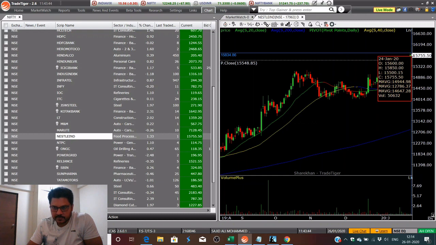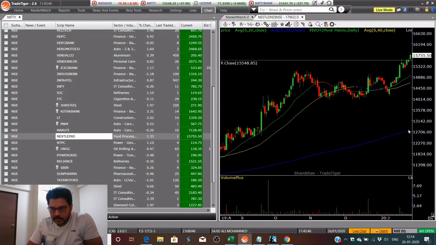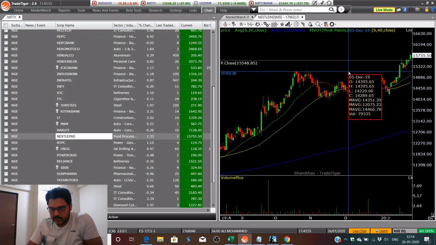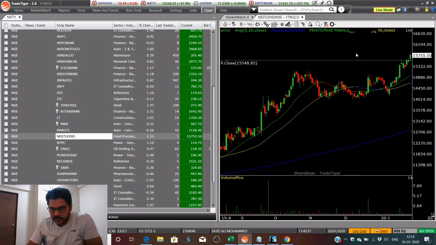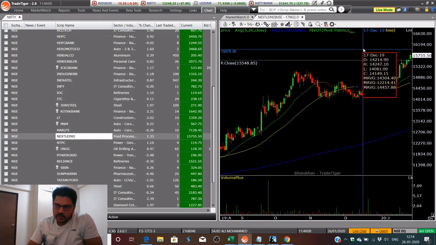This is in a bullish trend, but the distance between these key moving averages is much higher. It can snap back and retrace for further movement because it has created a new high. It can come back to this level and take support and go further up.